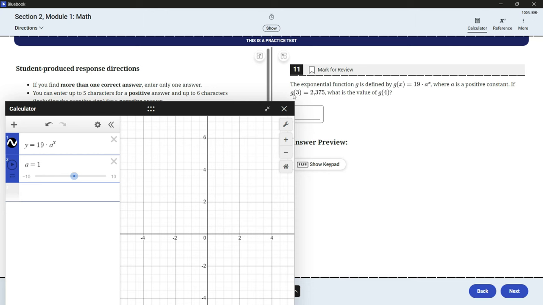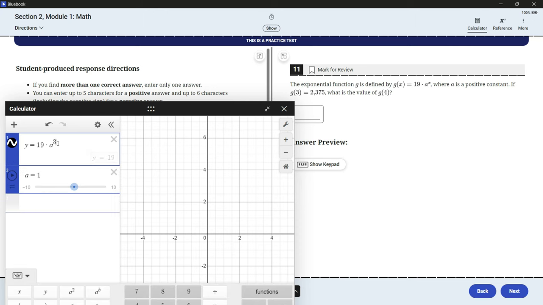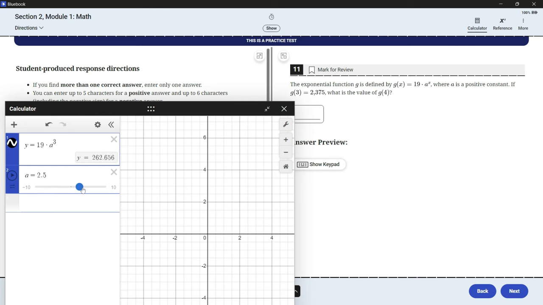And we're told that when x is equal to 3, this g of x equation is equal to 2,375. So let's plug in 3 for x here in the calculator, and then let's solve for our constant a. Let's move the slider up until we get to 2,375. And there it is. So when a is equal to 5, y is equal to 2,375. So we know a is equal to 5.